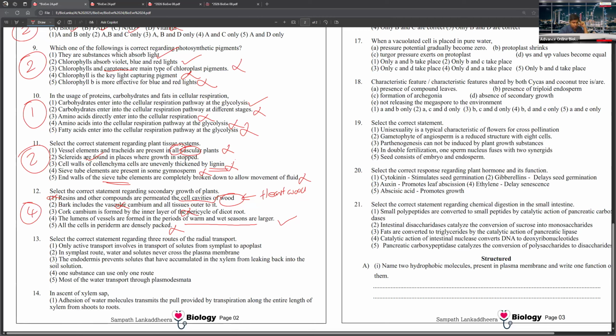Question number 13, select the correct statement regarding the three routes of radial transport. Active transport is involved in transport of solutes from symplast to apoplast. Wrong. Active transport occurs into the symplast, no. In the symplastic route, water and solutes never cross the plasma membrane.